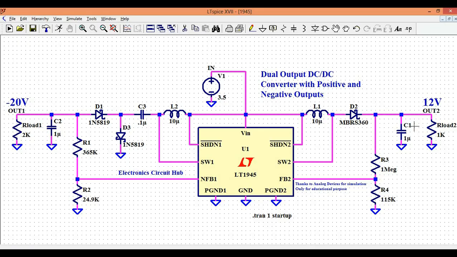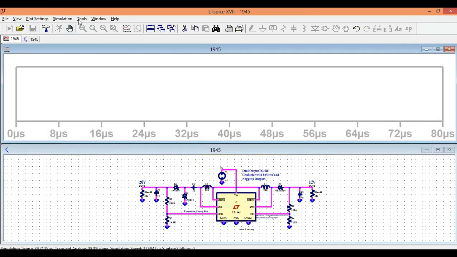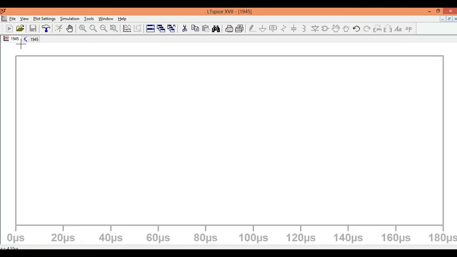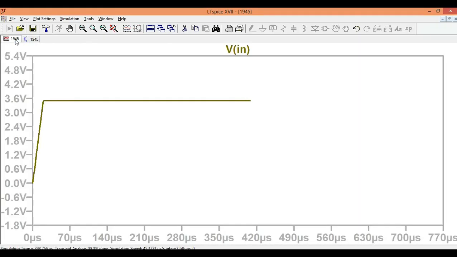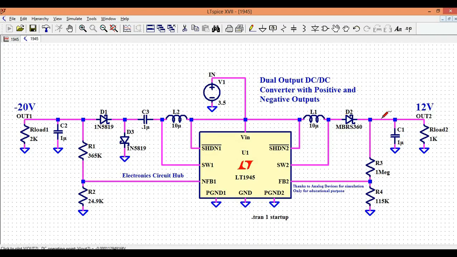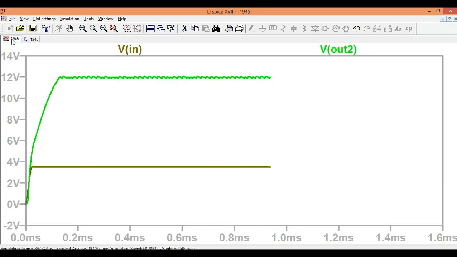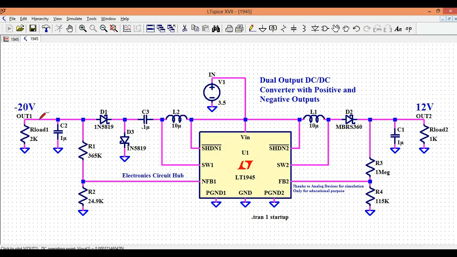Without any delay, let us quickly run the simulation and see whether this circuit is generating the expected output or not, how it works. So I run the simulation, and let me zoom this. First let's look at the input voltage. The input voltage is around 3.5 volt. Now let's look at the output voltage. This is my 12 volt output voltage. You see we have the ripple at the output voltage, but it is exactly 12 volt. What about the negative output voltage?